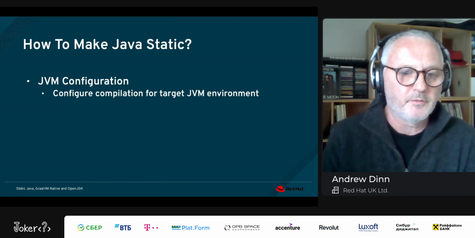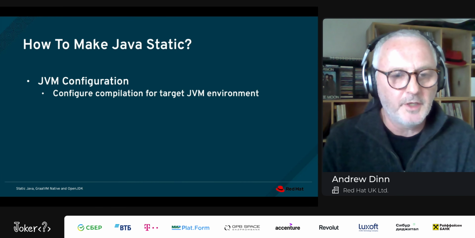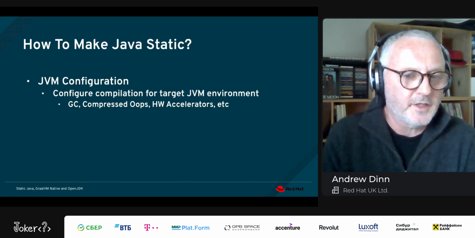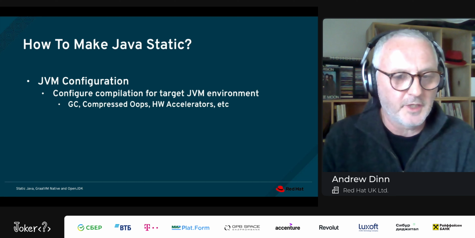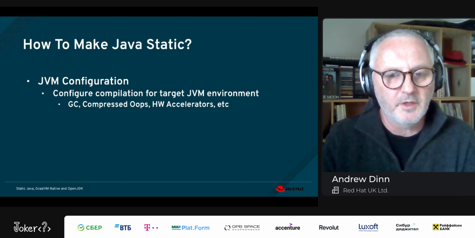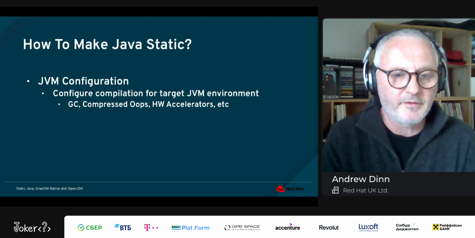There's a similar problem with JVM configuration. You need to know the JVM configuration up front, as I mentioned before. So things like which garbage collector, whether you're using compressed oops, whether you want a vector unit, that affects the way you build the code. And you've got to make decisions about this at build time.